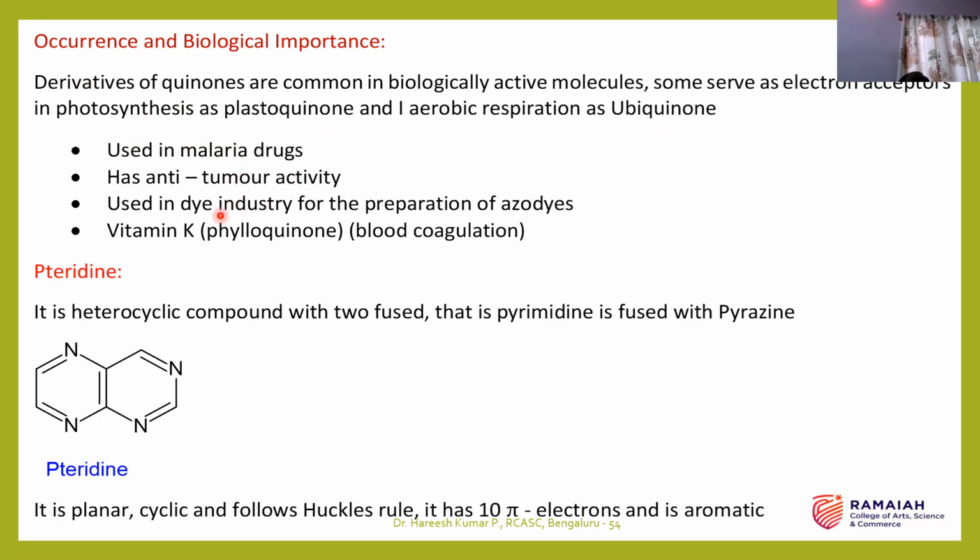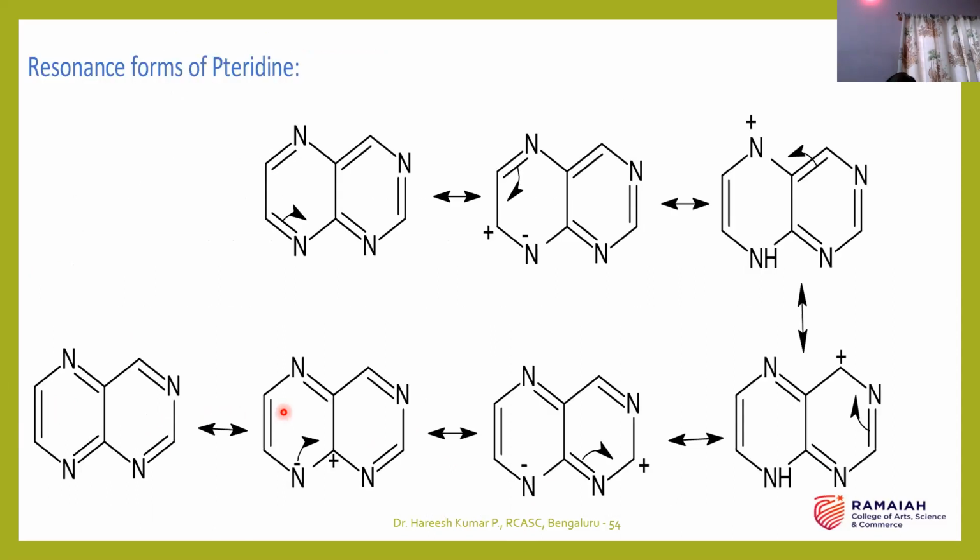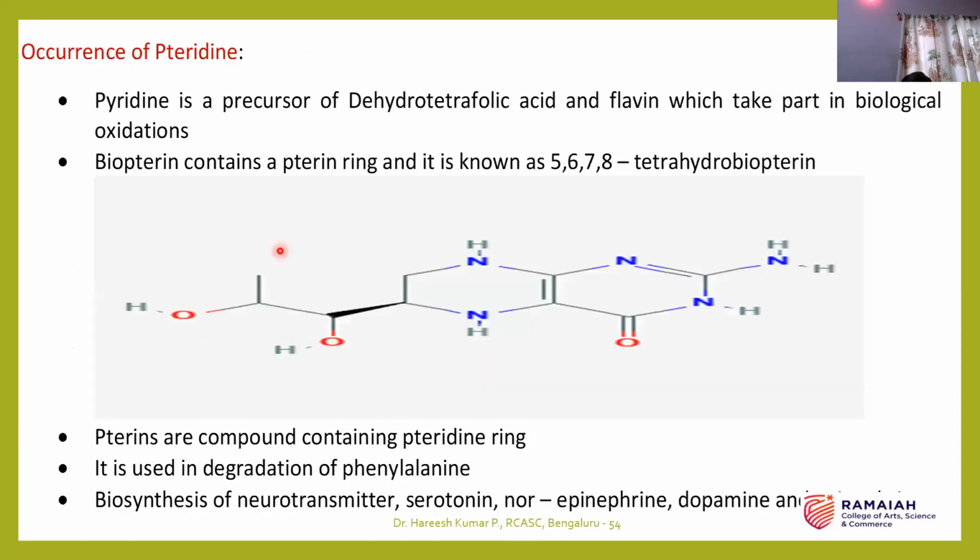These are the uses. This is a pteridine moiety. This moiety is called pyrimidine and this one is called pyrazine. Pyrimidine fused with pyrazine is called pteridine. Why is it important? Because it is again a 10 electron system. This is the structure, a 10 electron system, cyclic, planar, conjugated, obeys Huckel's rule, and undergoes electrophilic substitution reaction. These are the resonance forms, and this is again important.